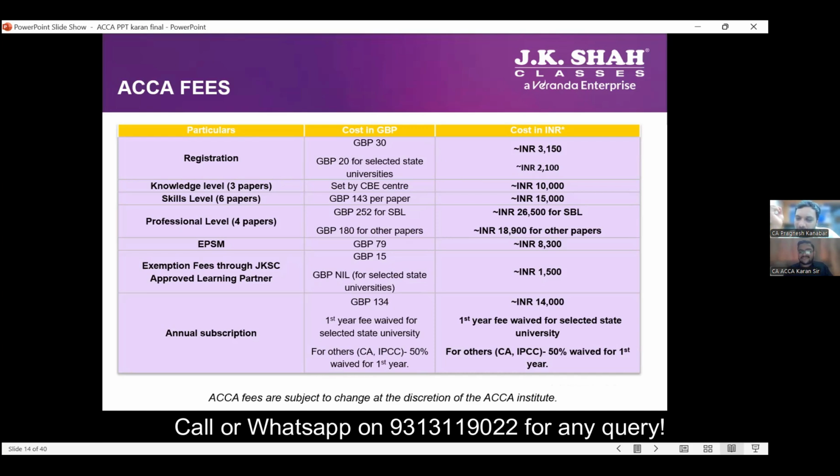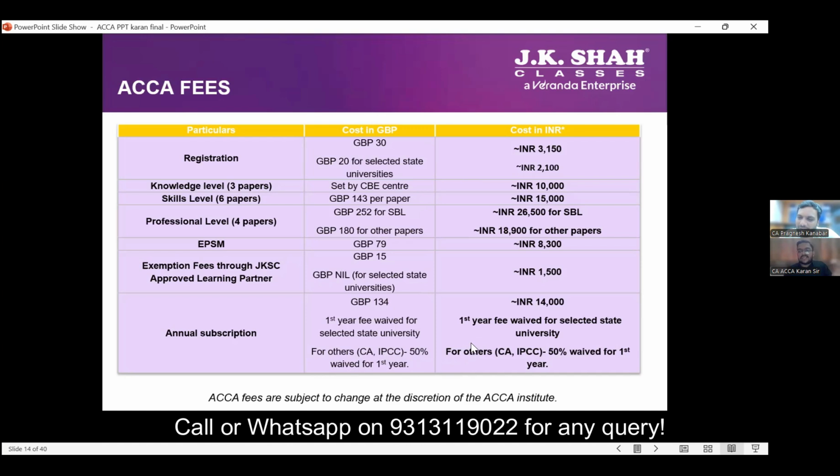I was just trying to be greedy for my students. Someone is asking us to repeat the annual subscription part. It is 14,000, but if you are from Mumbai University, there is a list of universities for which it differs. If you're a chartered accountant, 50% is waived for the first year, so it is 7,000 rupees. If you don't clear within the first year and go into the second year, you have to pay 14,000. By second year, we mean that if you do not clear all your 4 papers of ACCA by December 2025, then you have to pay 14,000 once again.